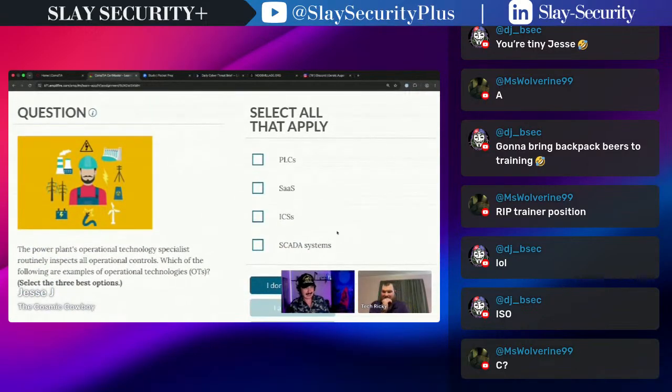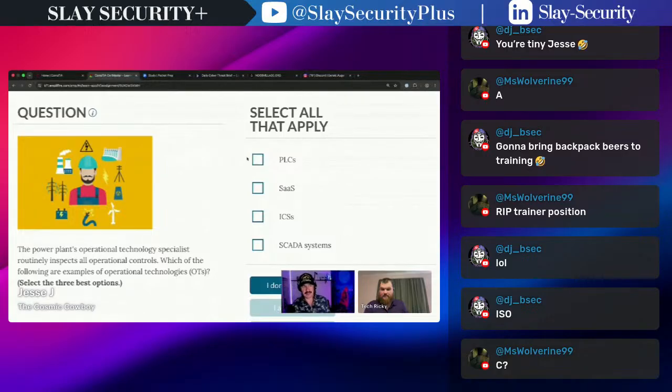The power plant's operational technology specialist routinely inspects all operational controls. That's a cool job. Which of the following are examples of OT, or operational technology? PLCs, SAS, ICSs, or SCADA systems? We can pick 3.